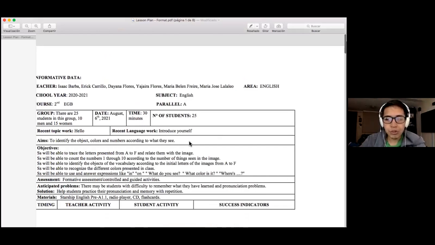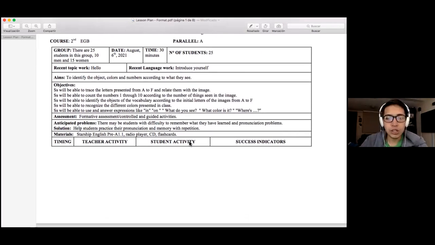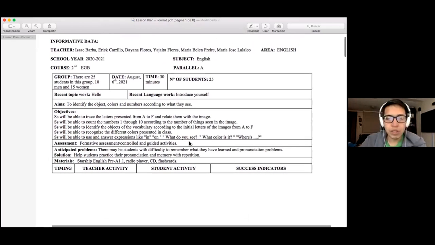The contribution that each one of us made was to put together a part of the teacher's activity, student activity, and success indicators, and also to find the resources necessary for each one of the activities.